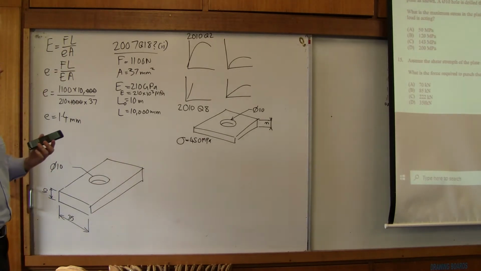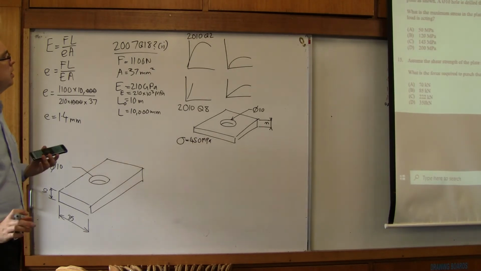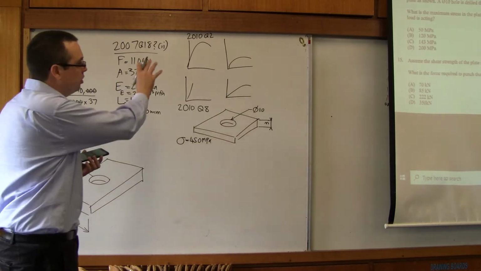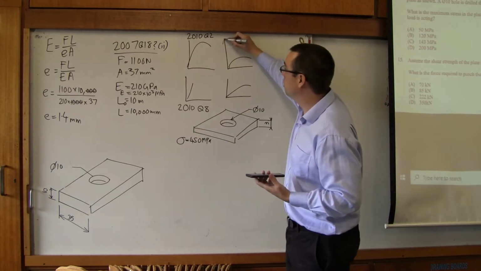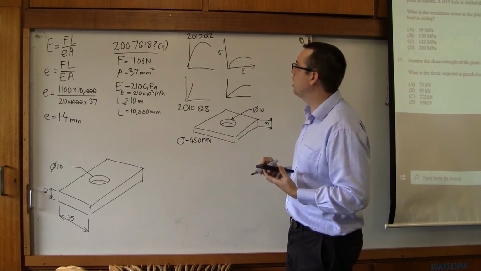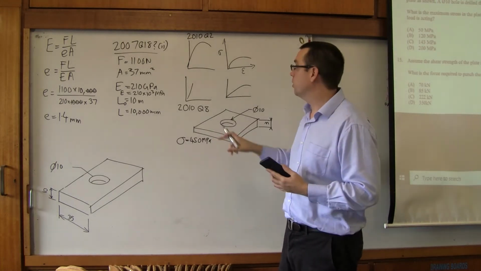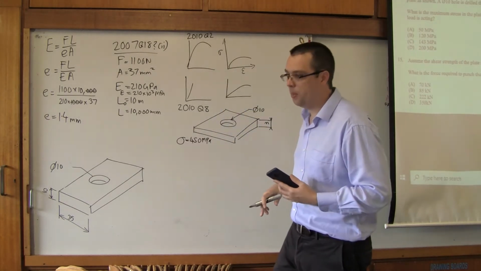Okay, the next question is from the 2018 paper. The 2018 paper asks which one is a stress strain curve that represents, so stress strain, and it says which one represents glass under tension. Well, glass is not very ductile, so it's going to be that one, because it's the only one that doesn't really have much ductility.